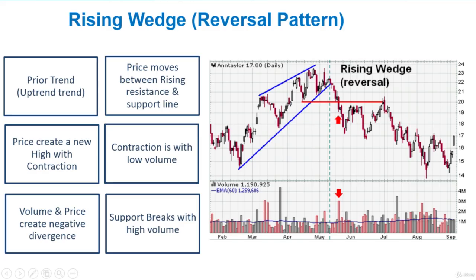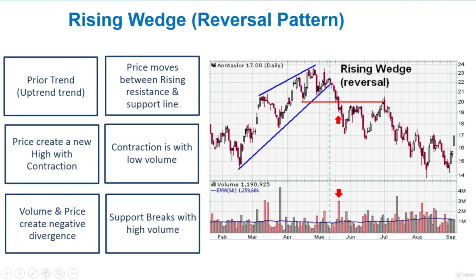Now we discuss the rising wedge in detail. As you see, the rising wedge is a reversal pattern. The sample chart is shown on your screen. You see two blue lines which are in an upward direction and the prior trend is also upward, but the shape looks like a cone. That means when the prices move higher, the shape becomes a cone. This pattern is considered to be a rising wedge pattern.